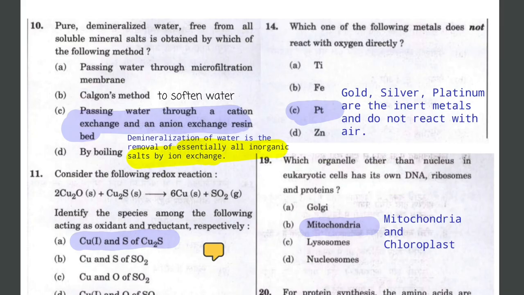And as far as option A is concerned, passing water through microfiltration membrane, so it is used for the purification of water only, and by boiling you can kill microorganisms only. You cannot get demineralized water. So demineralization of water is the removal of essentially all organic salts by ion exchange. So C would be the correct answer.